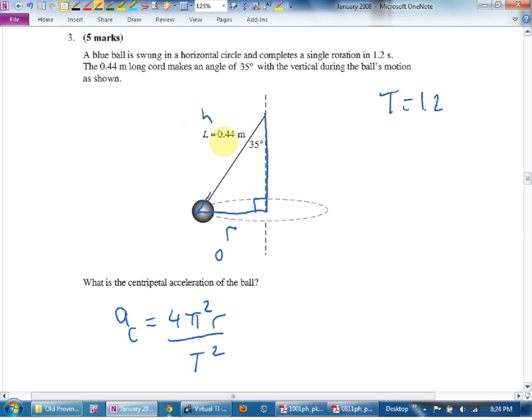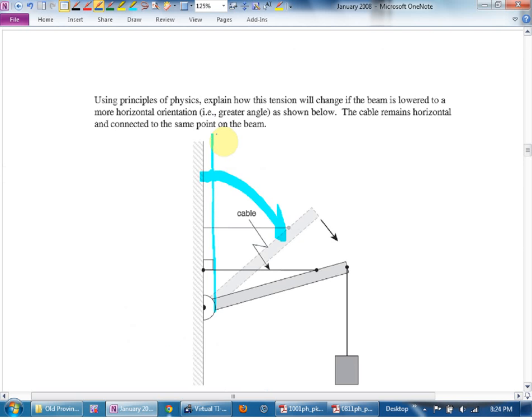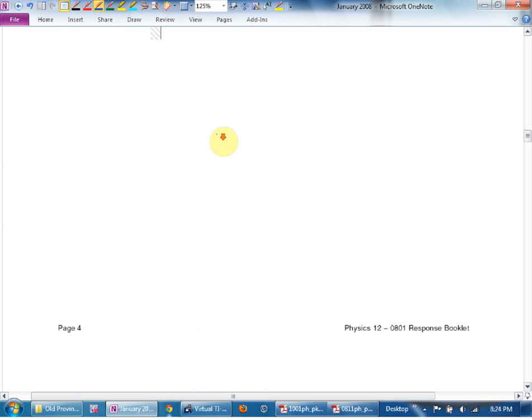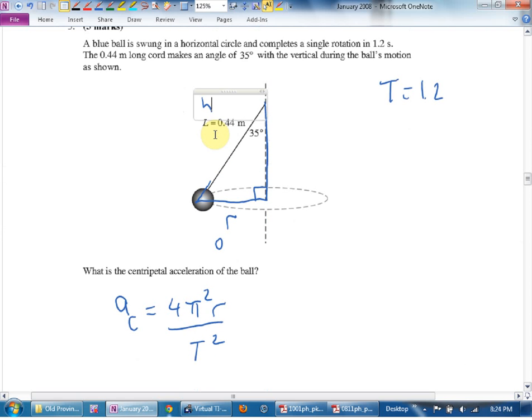Could you guys all find R okay? And then it's just, oh, by the way, why didn't I put an M here? Did they ask for the centripetal force? No, they just asked for the centripetal acceleration. Okay.